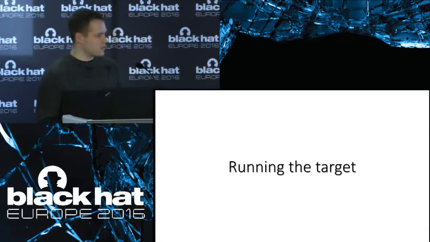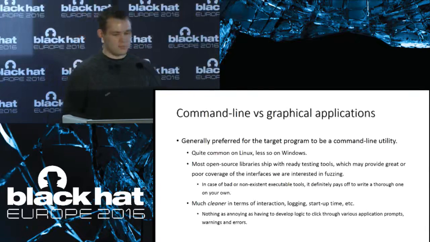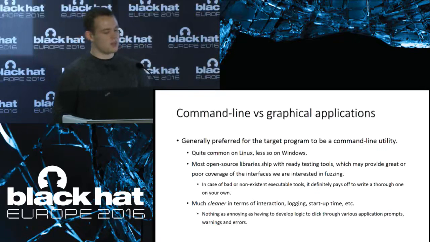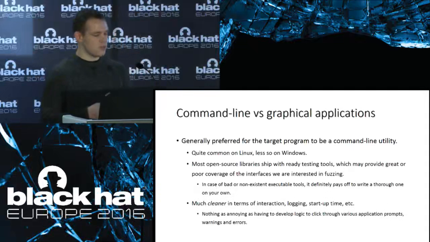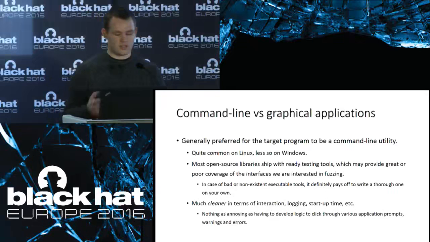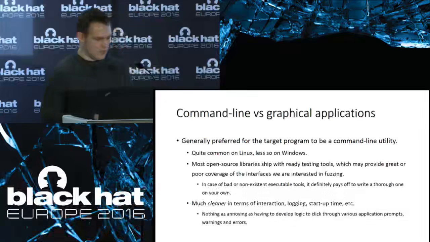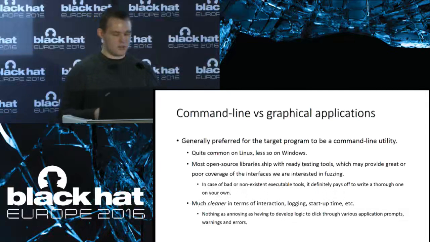So, a few more things about running the target, and several tips. We have to distinguish between command line and graphical applications. It's generally preferred, at least for me, for the target program to be command line only, which is quite common on Linux and less so on Windows. Most open source libraries actually ship with some ready testing tools, which are command line, which we can use for fuzzing. And this is much cleaner in terms of interaction, logging, and basically everything else in fuzzing.